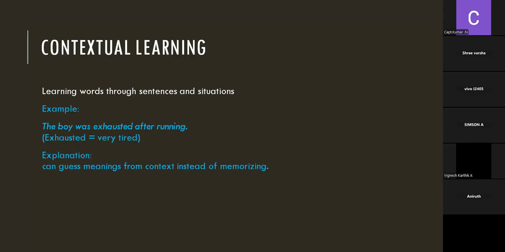We'll move to the other slide, that is contextual learning. Learning words through sentences and situations. Example: the boy was exhausted after running. So, what is the meaning of exhausted? Very tired. Let me see the explanation now. We can get meanings from context instead of memorizing.